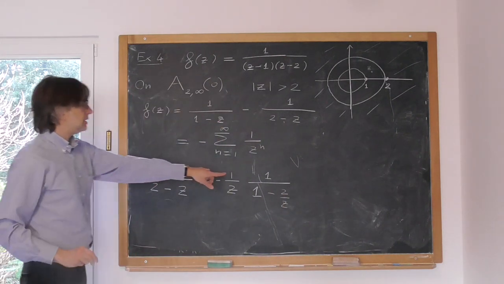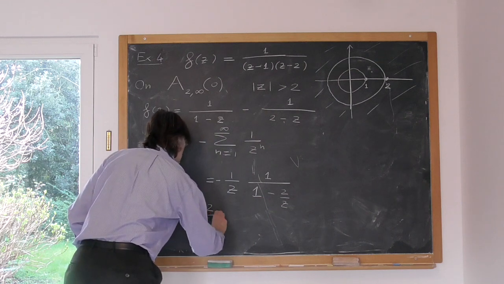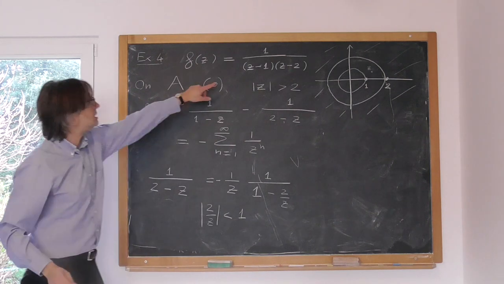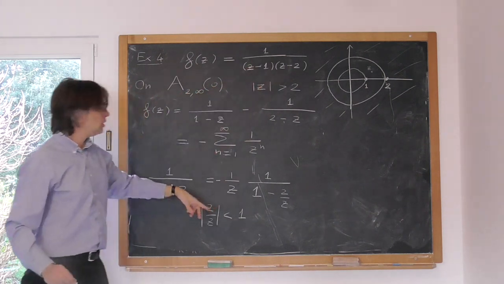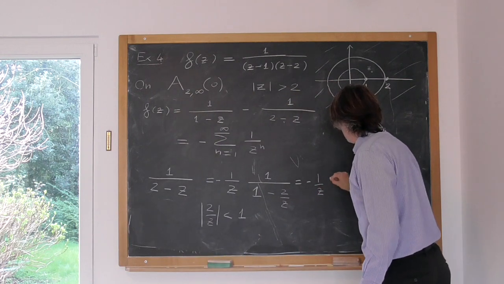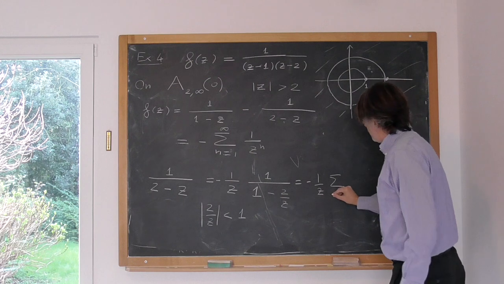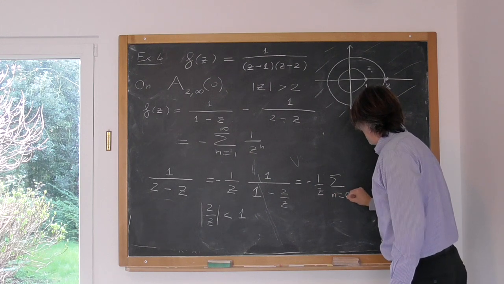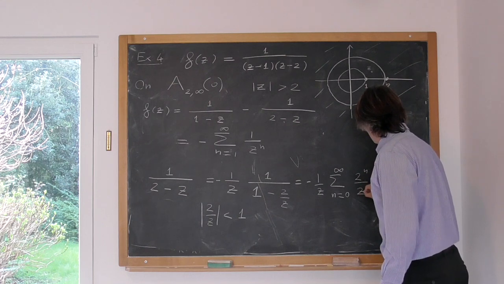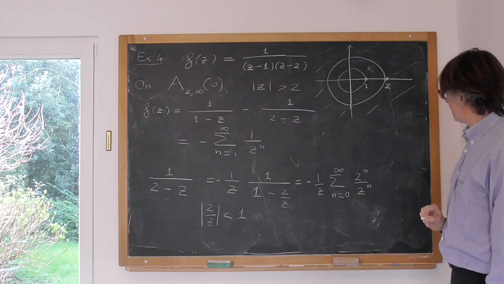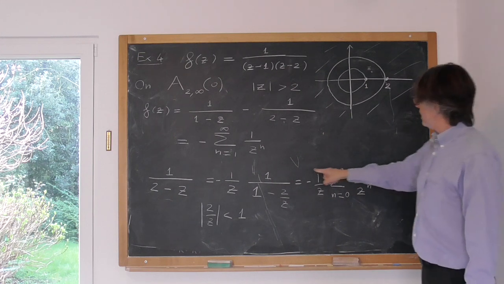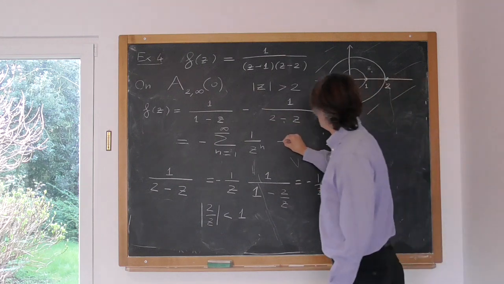And now again, this 2 over z in absolute value is less than 1, because z in absolute value is bigger than 2. So this is minus 1 over z times the sum of this geometric series, n going from 0 to infinity, 2 to the n over z to the n. Okay, and then we can just plug it in here. This minus and this minus become a plus.